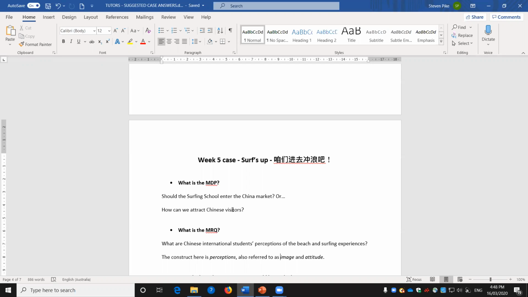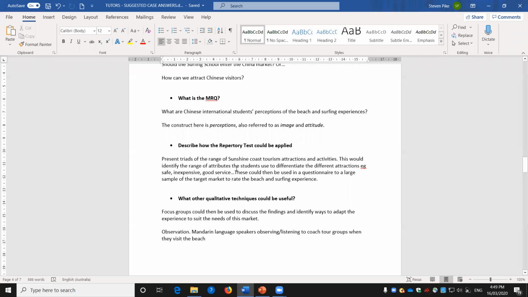So in this case, the researchers wanted to find out what these Chinese visitors' perceptions were of the beach and the surf experience that they were visiting. So in terms of how the repertory test could be applied, a fairly simple approach of presenting triads, so groups of 3 of different types of attractions and activities that are available in the Sunshine Coast area.